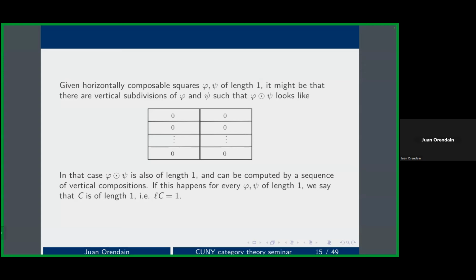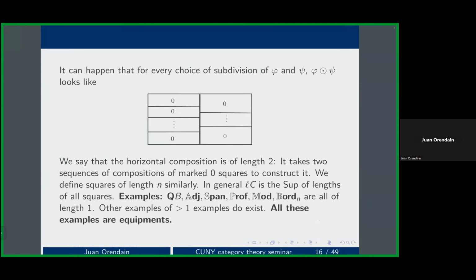So the length here is not the number of squares marked with a 0, but the number of directions that you'll take. So if you just have one vertical composition, no matter how many of those you have, you'll say that it is of length 0. So for example, if you have two squares of length 1 and you can't find length 1 decompositions that match horizontally, then this horizontal composition, you can't describe it as a vertical composition of squares marked with a 0. Then you'll say this is of length 2. So it's not the number of squares, but the number of times you have to do the operation.